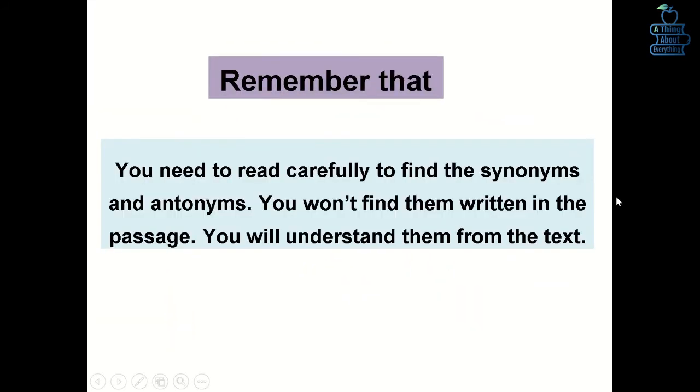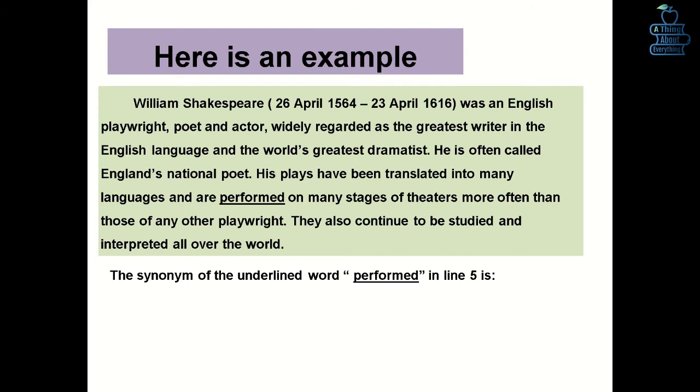Remember that you need to read carefully to find the synonyms or antonyms. You won't find them written in the passage. You will understand them from the text. So you have to read the text. Here we have an example about William Shakespeare. This text is a part of a whole passage. So the question says the synonym of the underlined word performed in line 5 is.